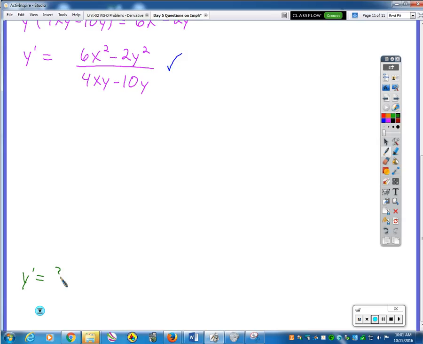3x squared minus y squared over 2xy minus y. Thank you, Sarah. So what I would do is simply compare, and I note that I almost have exactly the same thing, just the constants or the coefficients are different. So factoring is all I need to do. So from the numerator and denominator, I can factor a 2.